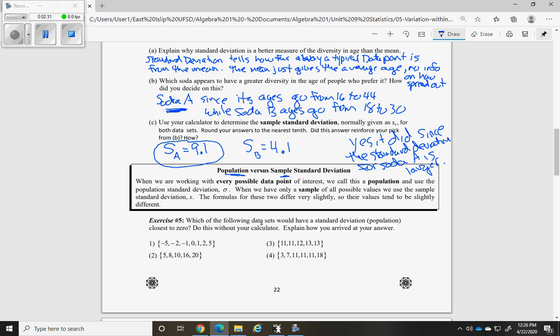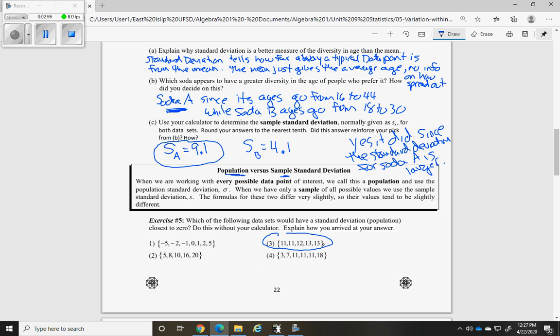Exercise 5, which of the following data sets would have a standard deviation closest to 0? And they're asking us to do this without the calculator. Closest to 0 means that the numbers are not far away from the mean. The numbers must be close to each other. So take a look at all of these numbers, and which one do you think? I think it's 3.